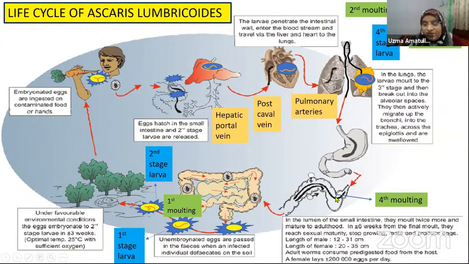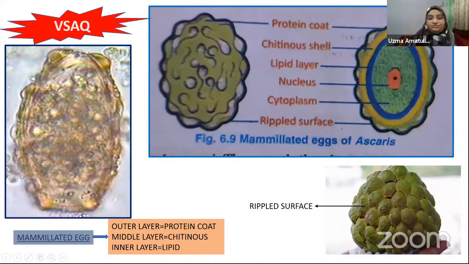into a young one. This young one will mature in 2.5 months, that is 8 to 10 weeks. It will become a big, adult worm, and then it will again copulate. So this is the life cycle of this worm. And here, very short important questions.